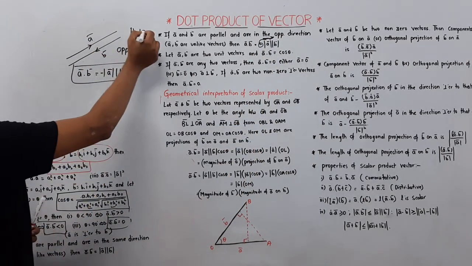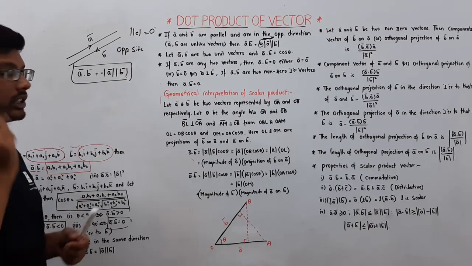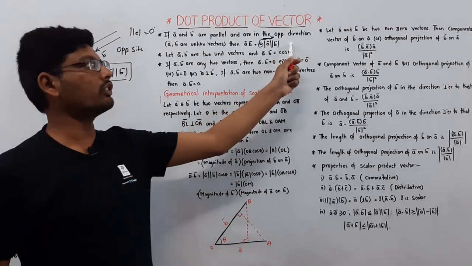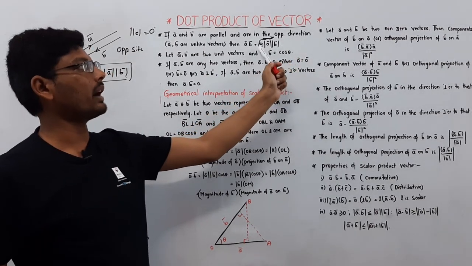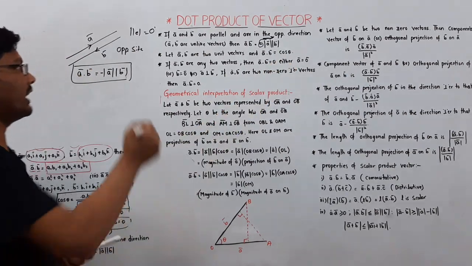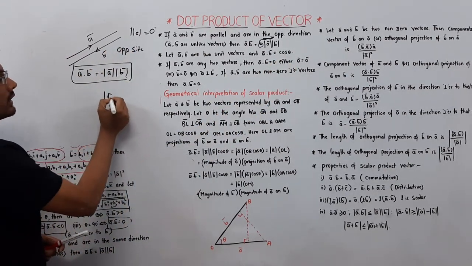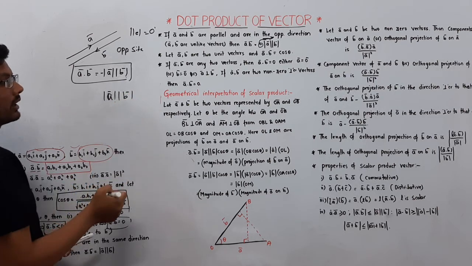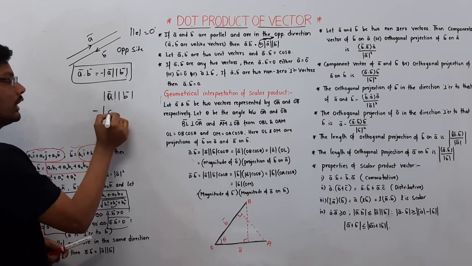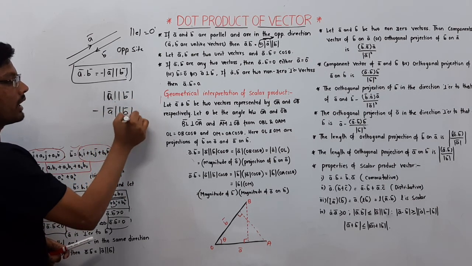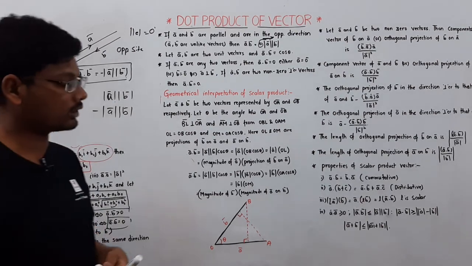If they are parallel, the angle between these two vectors is 0 degrees, and cos 0 value is 1. So that's why A bar dot B bar is the negative of modulus of A bar into modulus of B bar. If they are in the same direction, it is modulus of A bar into modulus of B bar. If they are in opposite direction, it is negative of modulus of A bar and modulus of B bar. This is the value for the second point.